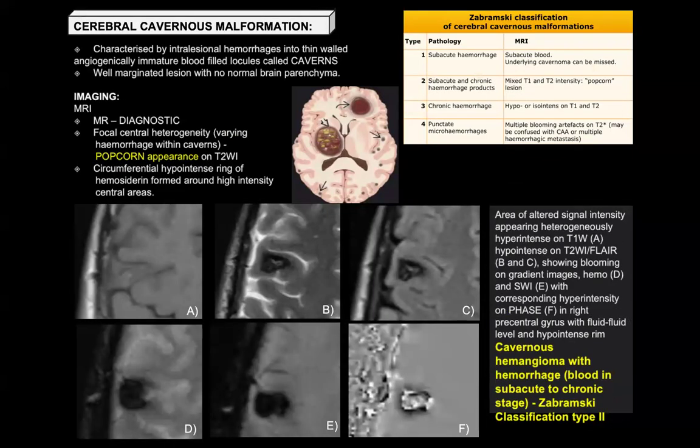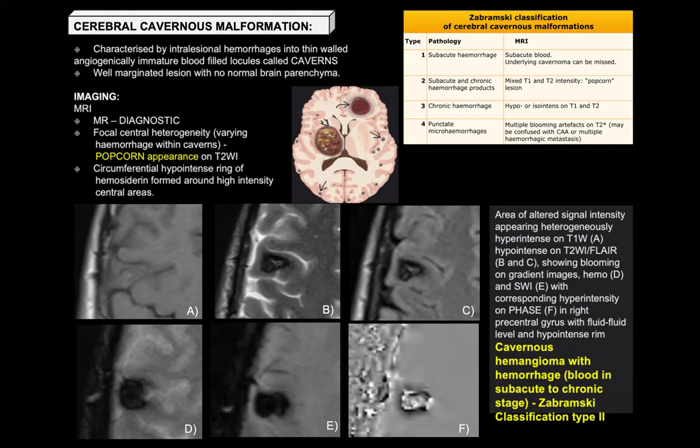Our next case was a case of a cerebral cavernous malformation, which on imaging showed an area of altered signal intensity appearing heterogeneously hyperintense on T1, hypointense on T2 and FLAIR, and showed blooming on gradient sequences with corresponding hyperintensity on phase sequences, predominantly in the right precentral gyrus with a fluid level and hypointense rim. This was a case of a cavernous hemangioma with hemorrhage, with the blood being in the subacute to chronic stage. So it's classified as Zabramski type 2.